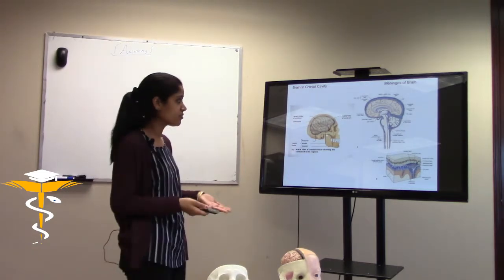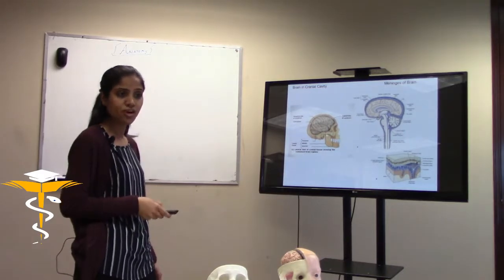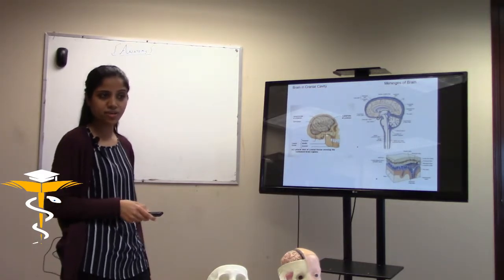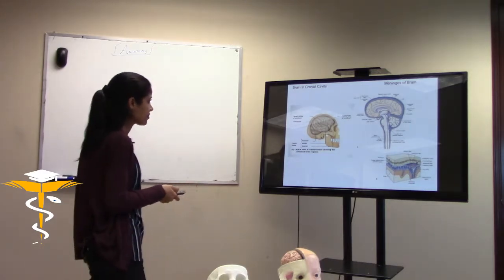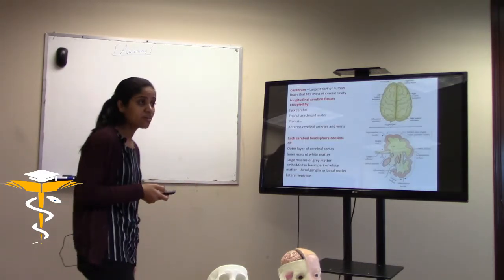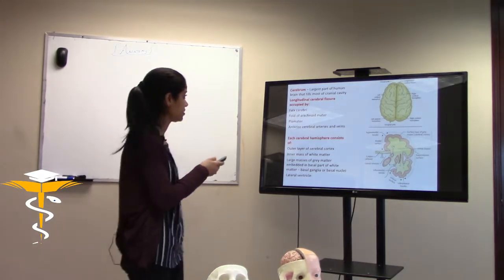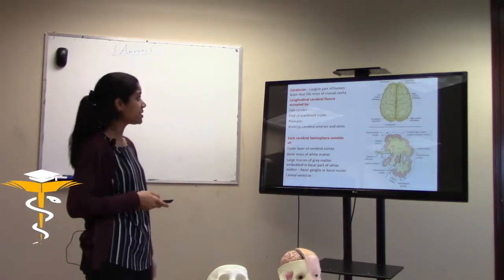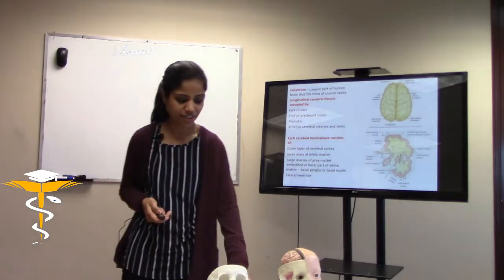So now we'll be moving in detail to the anatomy of the brain. I hope you all are clear with the meninges and the subarachnoid space by now? Okay. So now coming to the largest part of the brain, that is the cerebrum. The cerebrum is the largest part of the human brain and it is located in the cranial cavity.